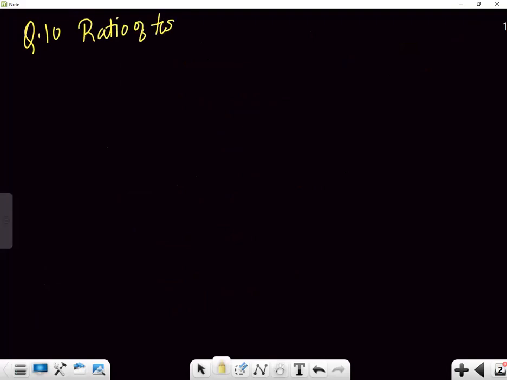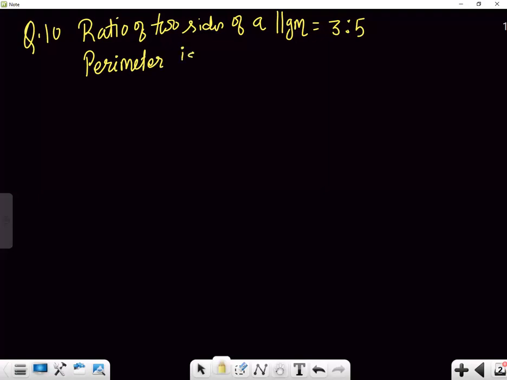The ratio of two sides of a parallelogram is 3:5, sorry, 3:5. And the perimeter of the parallelogram is 48 centimeters. So you have to find the length of the four sides of the parallelogram.